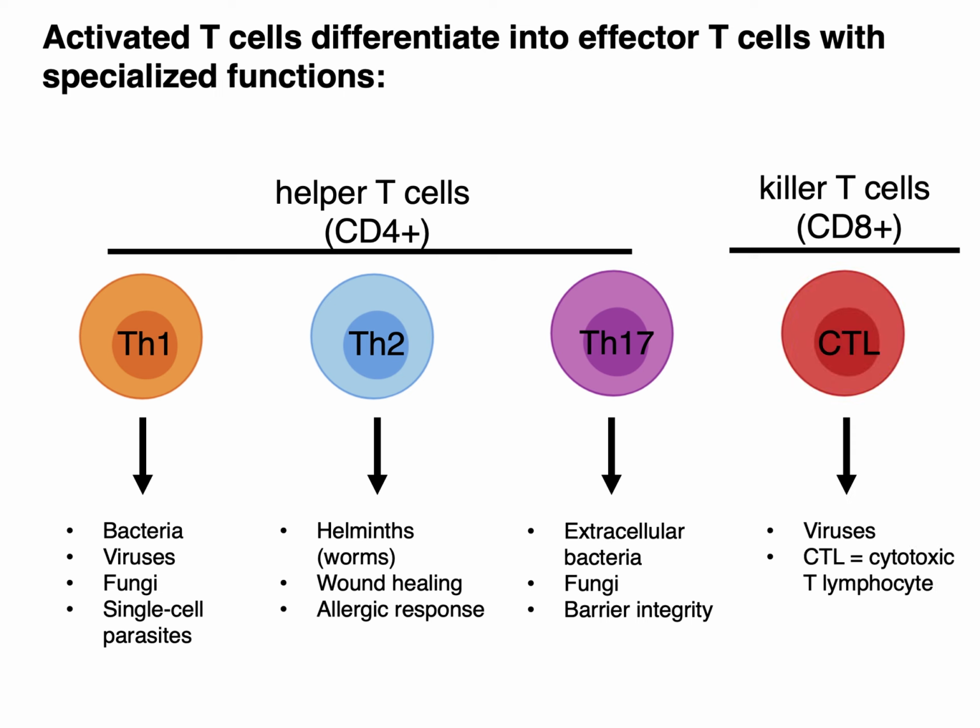The other main subset of T cells are killer T cells, or CD8 positive T cells, and often these are referred to as CTLs, which stands for cytotoxic T lymphocytes. As their name implies, these killer T cells are adept at finding and recognizing virally infected cells and killing them. That means that CTLs, or killer T cells, are particularly important for eradicating viruses.